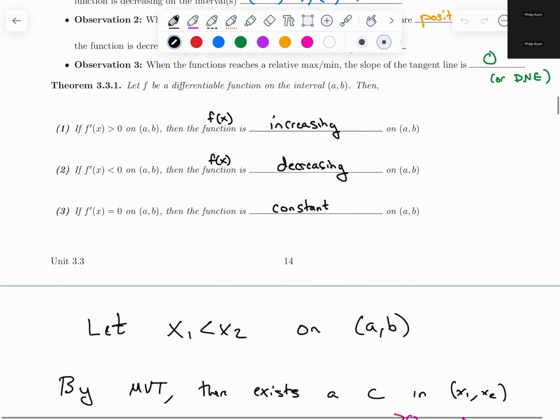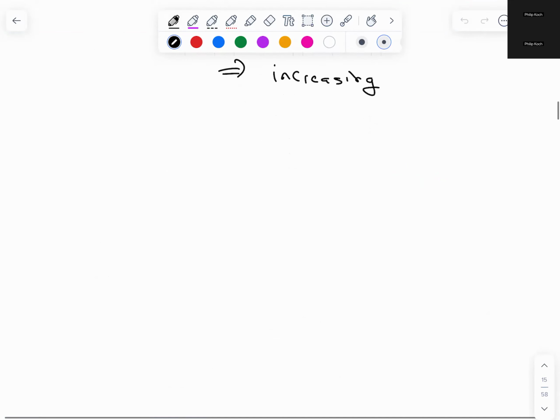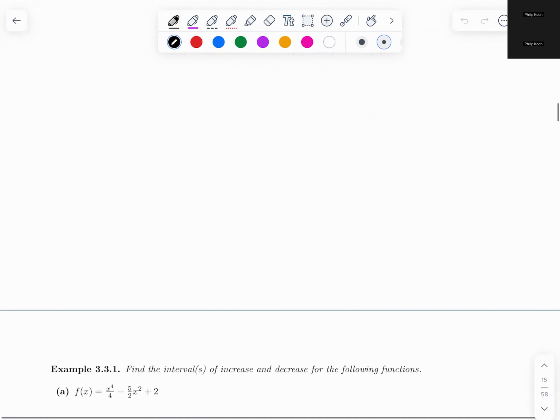And then we briefly went over a proof of the reason why, using the mean value theorem. Suppose the derivative was positive and you took 2 points inside that interval. Then there would exist a c value between them, so that by the mean value theorem, f of x2 minus f of x1 was equal to f prime of c times x2 minus x1. Both those things are greater than 0, which means f of x2 is greater than f of x1. That is precisely the definition of increasing. So that is the proof of it. The proofs of the less than case and the equal to 0 case are also very quick, and they are basically the exact same.